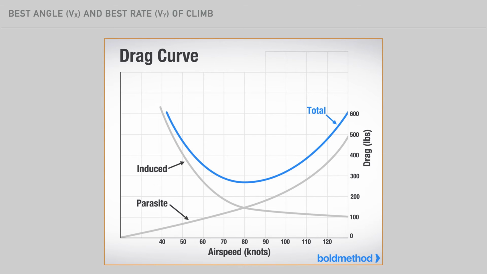The L over D max, or lift over drag curve, describes the contributions of parasitic and induced drag on the total drag imposed on an airplane. At the bottom of the curve, we have the least total drag and therefore our best glide speed. Note, this is not the same as best angle or best rate of climb. When we talk about total drag, we are also referring to the thrust required to maintain a specific airspeed.